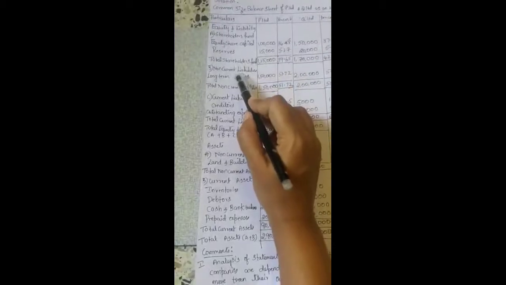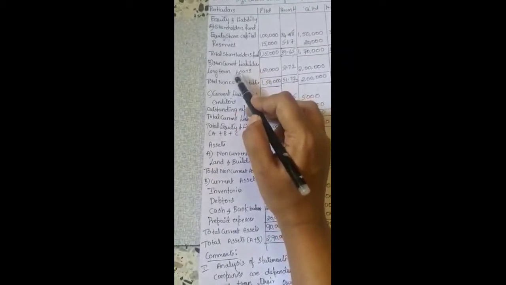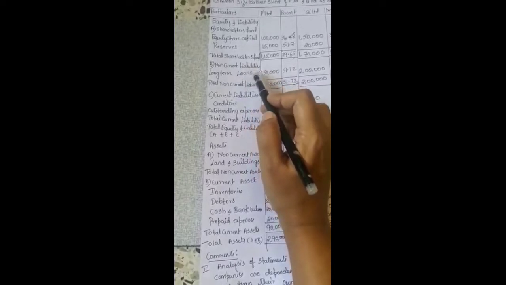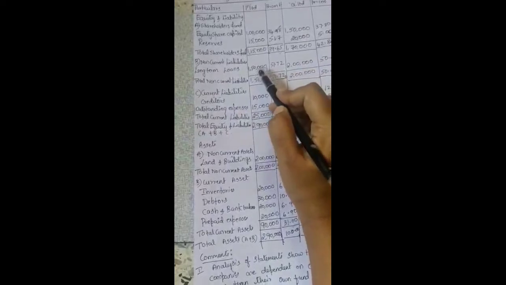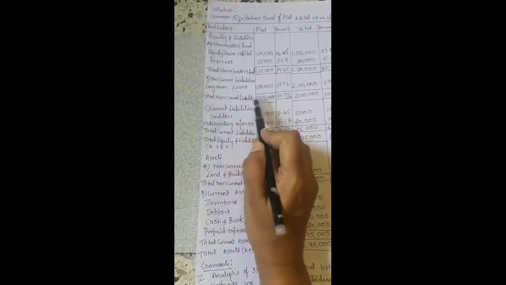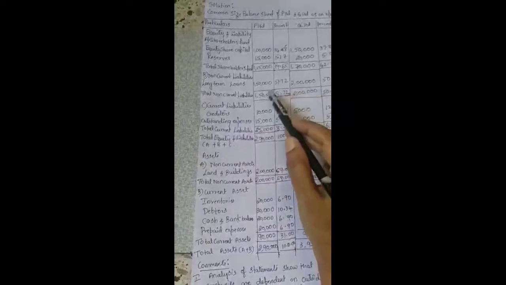Next heading should be non-current liabilities. Below this you will record fixed liabilities like long-term loans and debentures. We have long-term loans, which I'll record here: 1,50,000 for P Limited, 2 lakh for Q Limited. We don't have any other non-current liabilities to be recorded under this head, so we will close it. 1,50,000 and 2 lakh is the total.